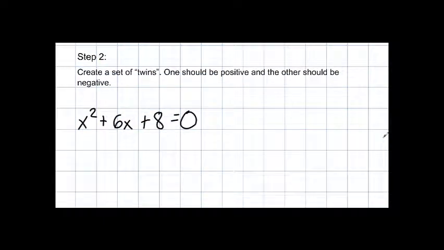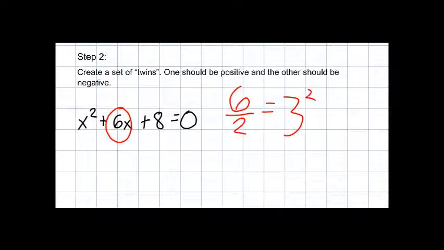Step number 2. Create a set of twins. One should be positive and the other should be negative. What I mean by this is that we're going to take the b value from our standard form equation, which is 6x, divide it by 2 and then square it. So 6x divided by 2 gives us 3. And then we square it. 3 squared has a value of 9.